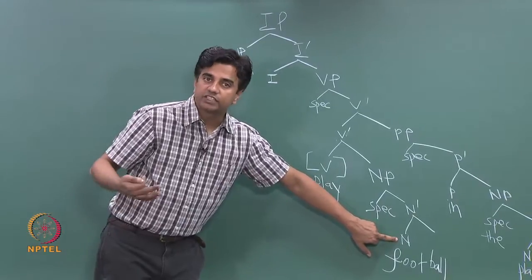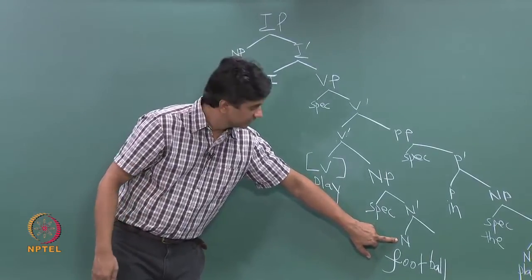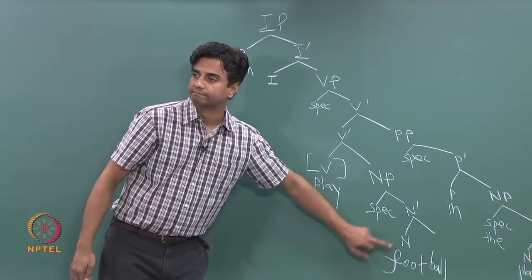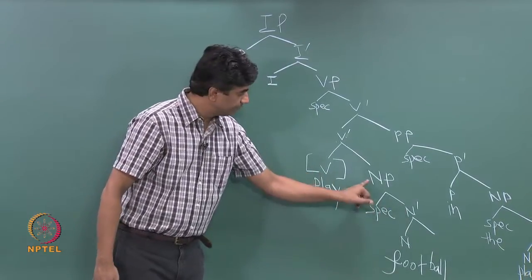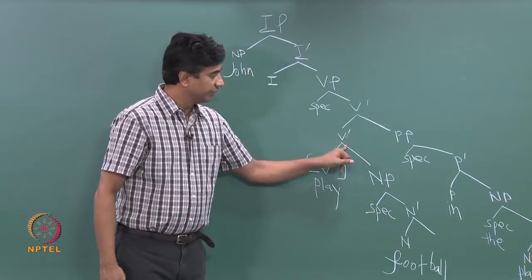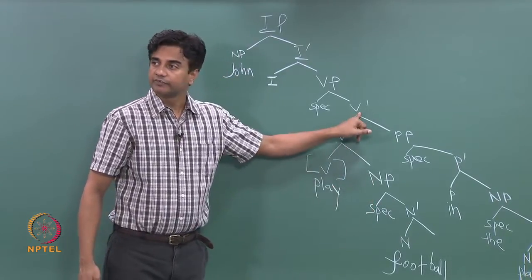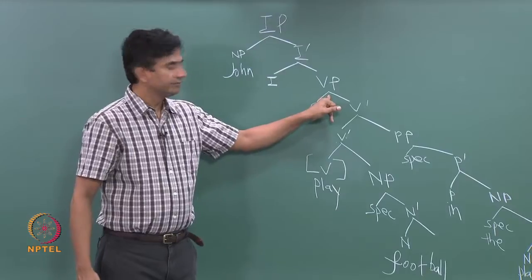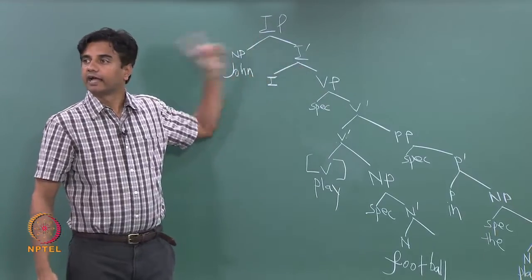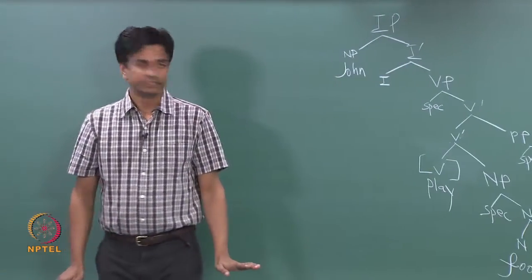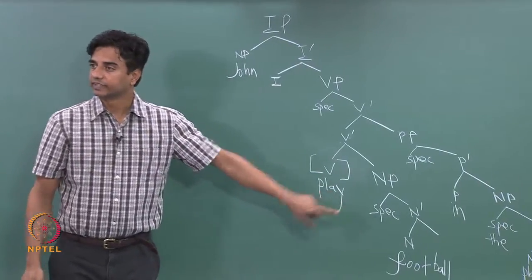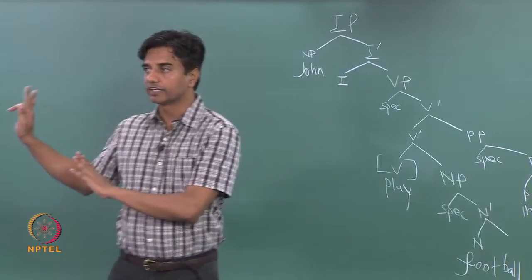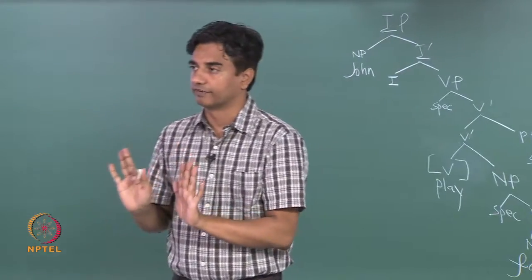What are the nodes that you think dominate this N? This one is dominating this one. What else? NP, V bar, another V bar, VP, and IP. Clear? This does not end up dominating this one. This is why these two configurational relations are significant.